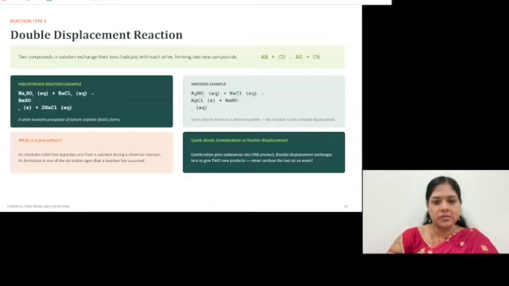Let us also look at the other reaction. AgNO3, silver nitrate, and sodium chloride give rise to silver chloride and NaNO3. What is the difference between the combination reaction and double displacement reaction? In combination reactions we get only one product, but in double displacement the exchange of ions takes place and it forms two new products. Don't get confused between these two.